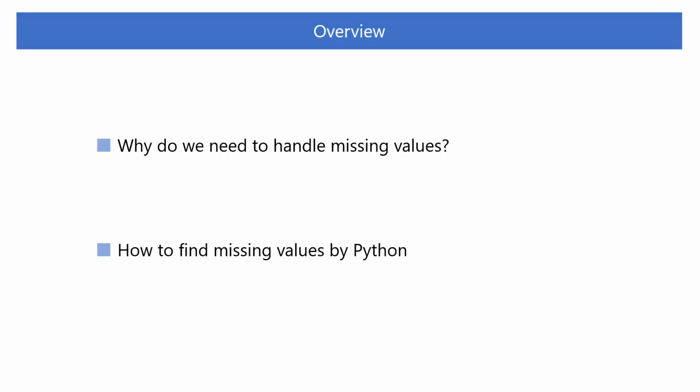Handling missing data is an important step in data cleaning. If missing data is not handled properly, it can lead to bias, reduce the efficiency of algorithms, and lead to incorrect conclusions. In this section, I will explain why we need to handle missing values. Then, we will go on to how to find missing data by Python.